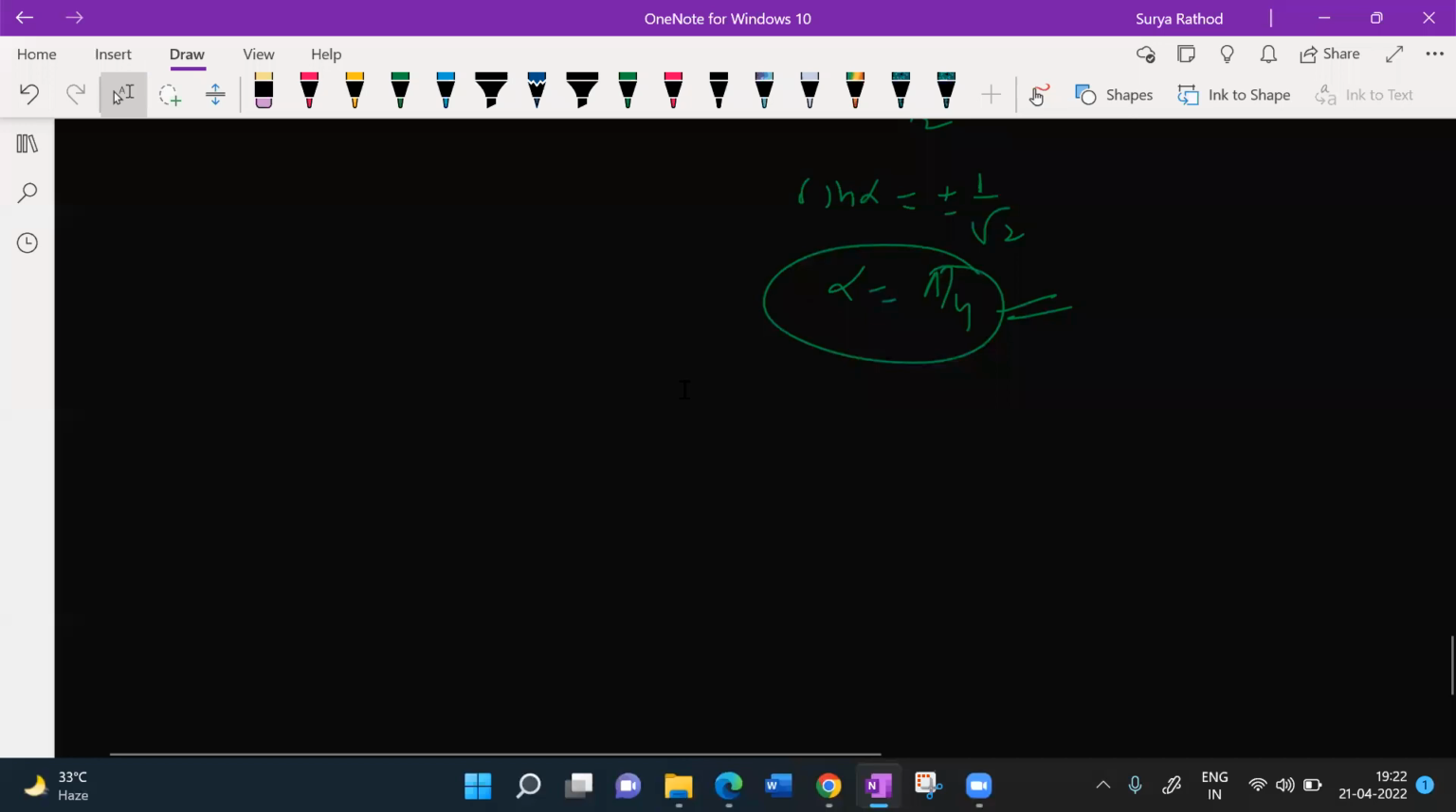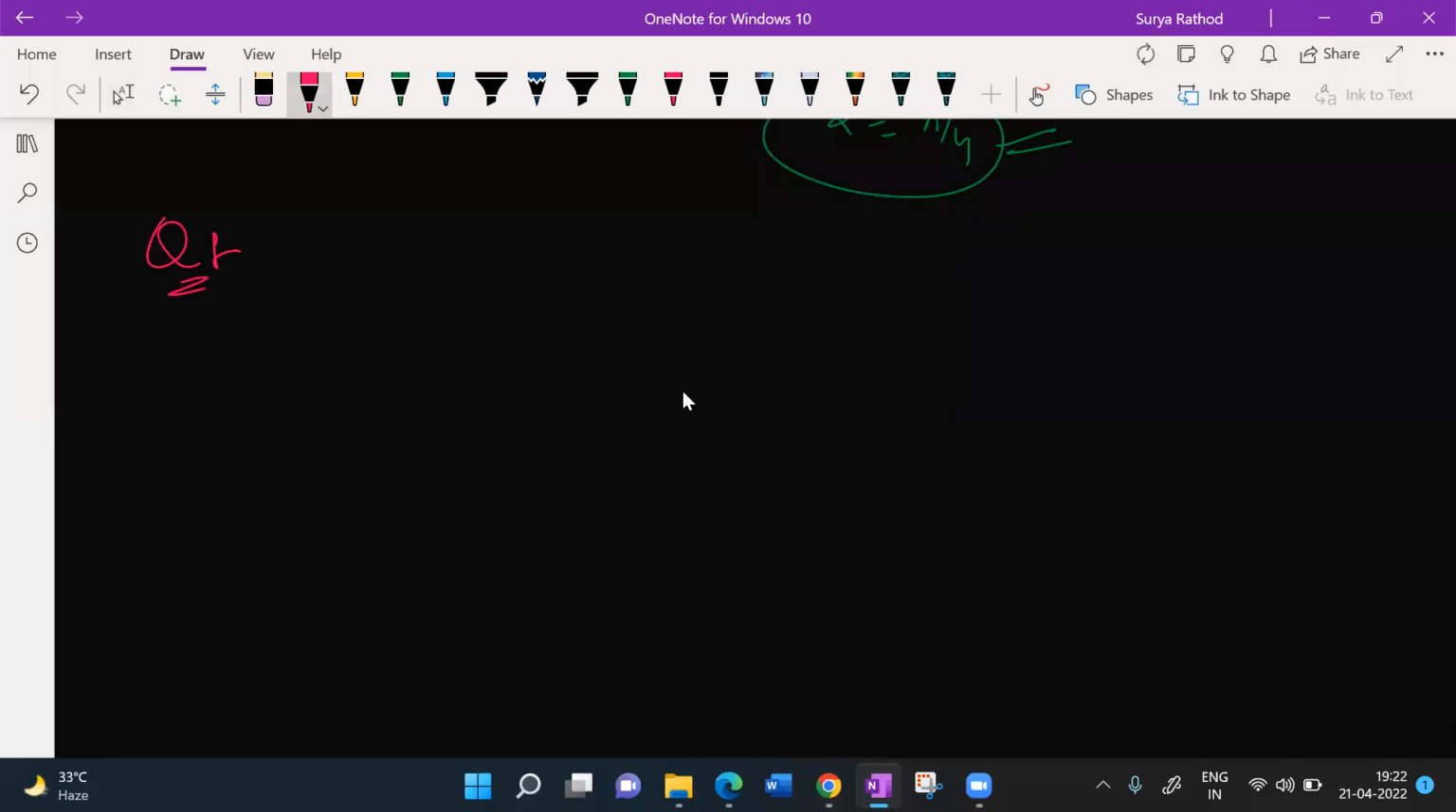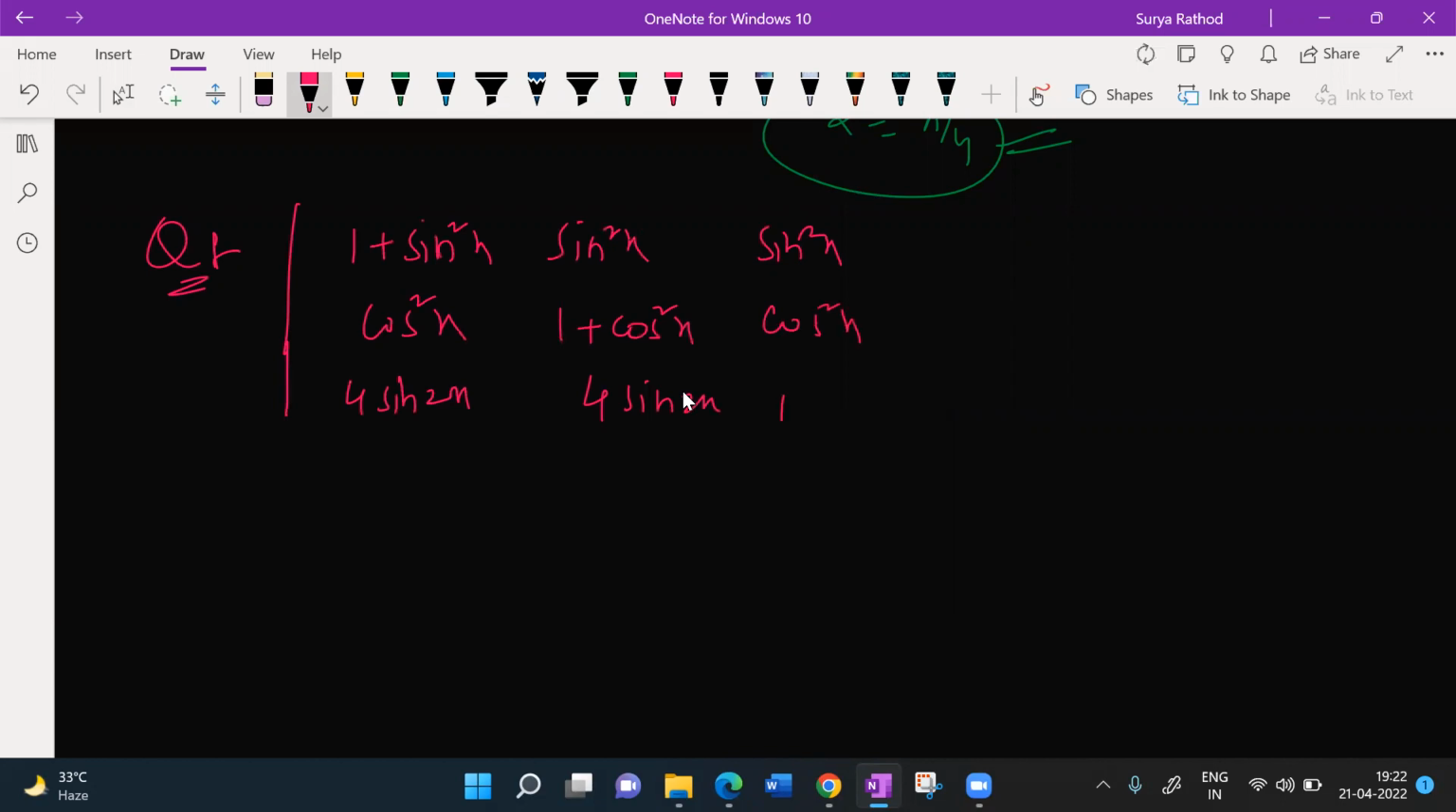Guys, that question can be solved in another way as well. Look at this here. Let me write the question here again. What is the question given to you? 1 plus sin square x, cos square x, 4 sin 2x, sin square x, 1 plus cos square x. There was no space earlier, so I couldn't write that. What are the possible values of x we need to find out? That's it. Sin square x and cos square x, 1 plus 4 sin 2x.